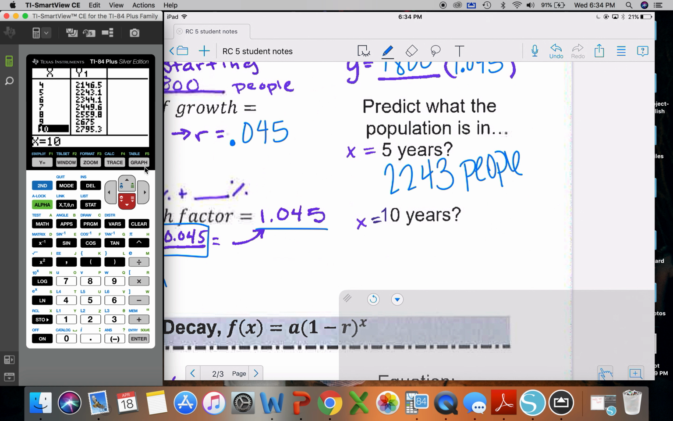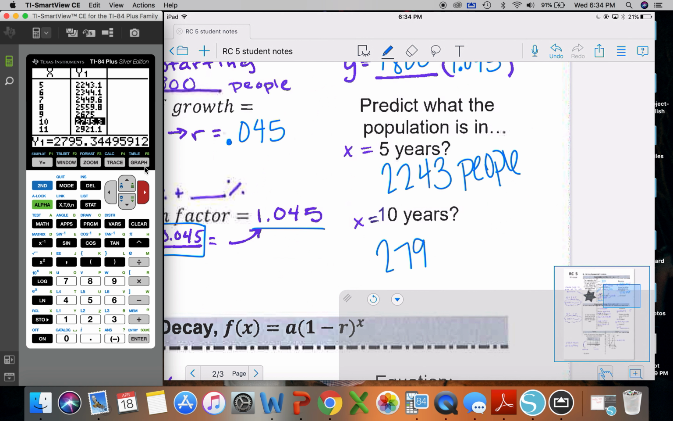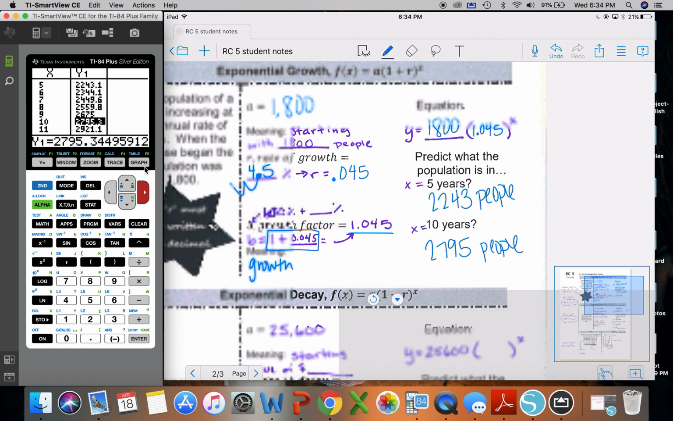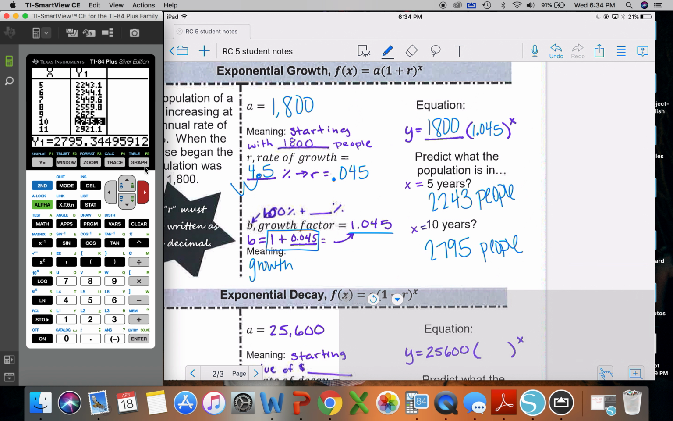And then in 10 years, x would be 10. So my population would be 2,795 people. So again, I took my equation and I put it into y equals and used the table to find my missing pieces.